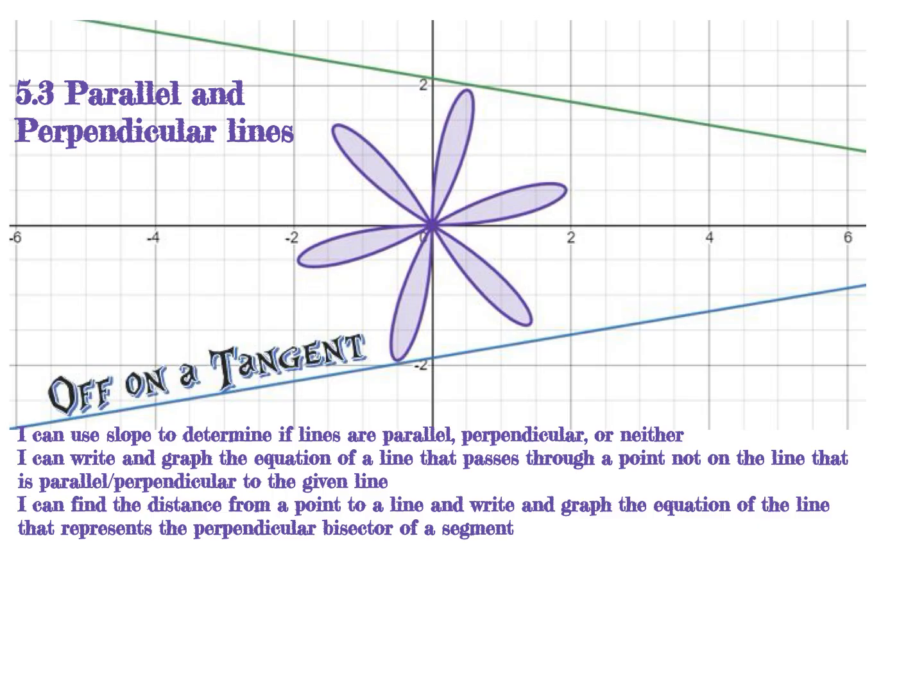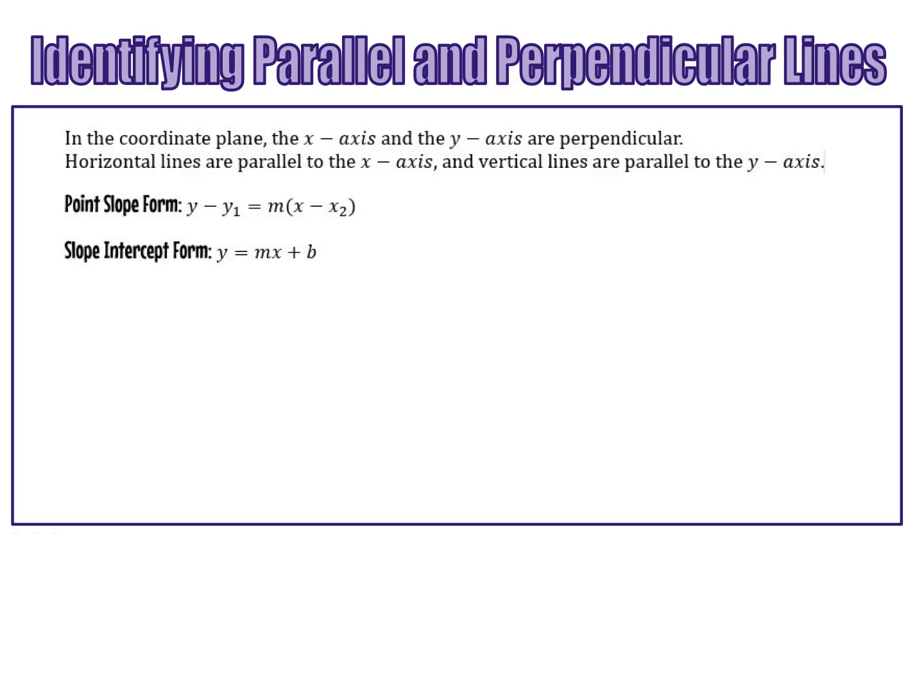And lastly, that we can find the distance from a point to a line and write the equation of the line that represents the perpendicular bisector. I know that sounds like a lot, but much of this is algebra review, and then we'll really dig into the new stuff. Let's go ahead and jump in.